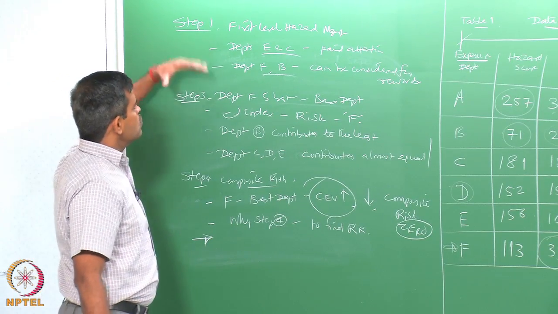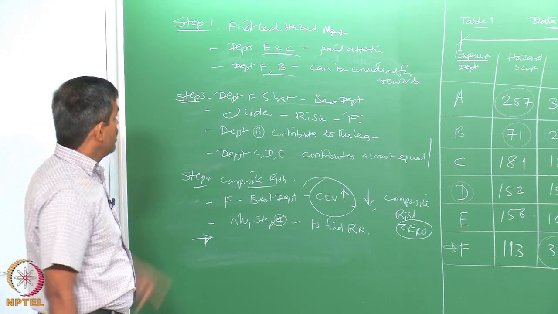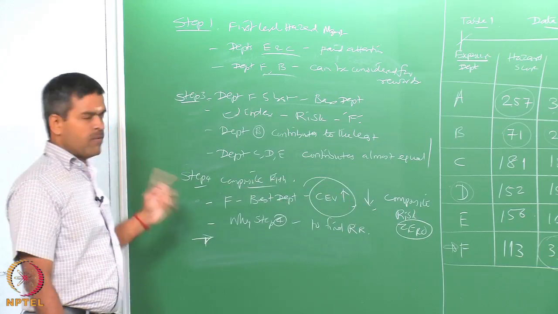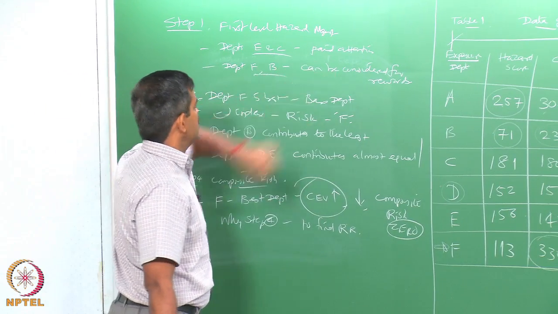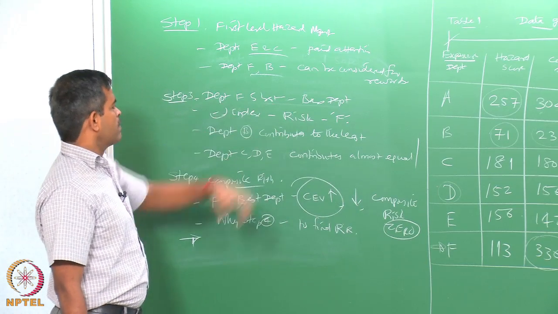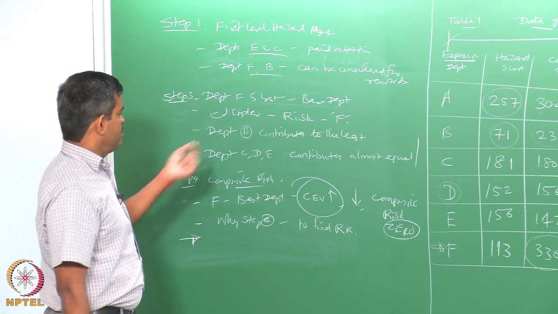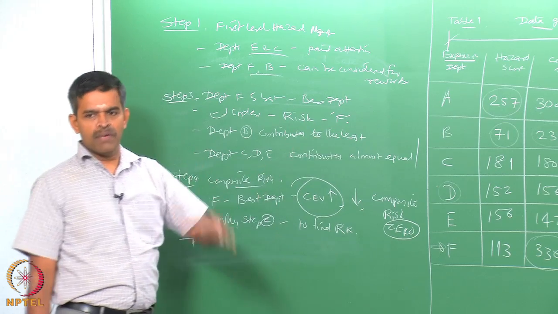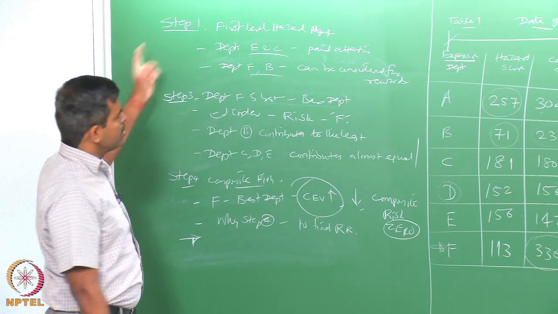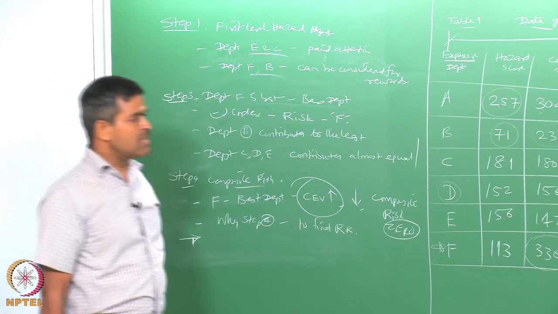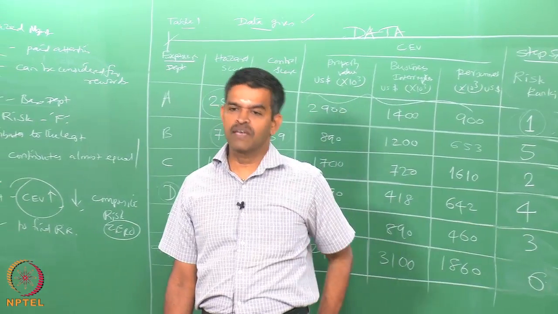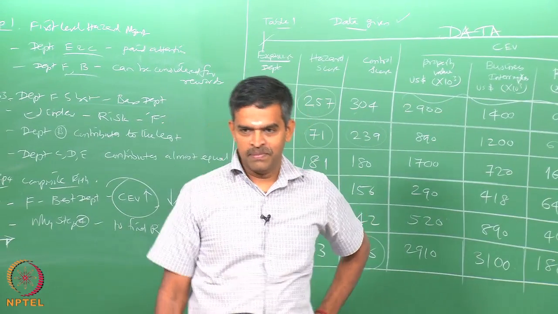In steps number 1, 2, 3 and 4, you will see that department A is nowhere commented on, is it? We are saying that E and C should be paid attention, F and B can be considered for rewards, F is the best department, and so on. B contributes the least. We made arguments about all departments. Department A is nowhere in the dialogue here, but unfortunately department A is ranking top in the risk. See, this is a very interesting example.